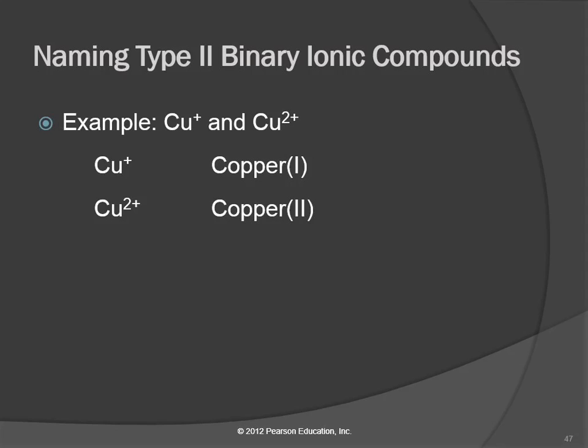This is a little bit like Henry VIII and Henry VII, where men use Roman numerals behind their name when it's a family name that's passed down from generation to generation, so that you can tell which Henry you're talking about. So copper 1 and copper 2. It tells the charge, not how many of them there are in the formula. That's a common misconception. It's the charge on the ion.